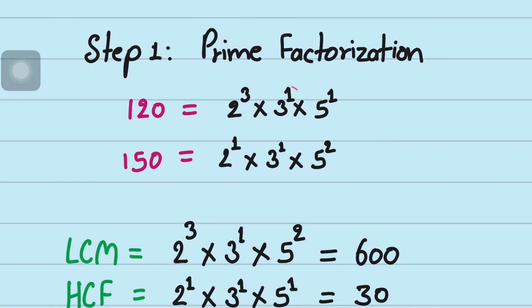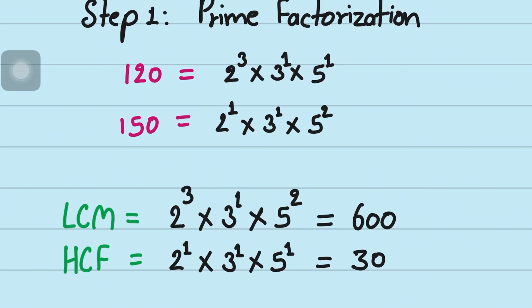So we wrote 2 to the power 3. Next, we have 3. The highest power in both cases is 1, so we write 3 to the power 1. But again, we have 5 to the power 1 in 120 and 5 to the power 2 in 150. So we will take the highest power. Once we multiply them, we get 600.